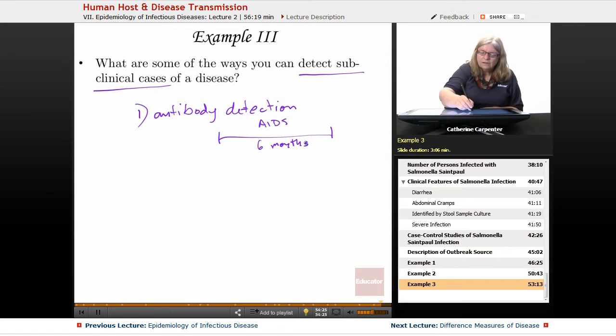So if you get an AIDS test somewhere in here, if it's negative, it doesn't necessarily mean that you're HIV negative. So what they recommend is you get the first test, and then you wait for 6 months, and then you get the second one. And if the second one's negative, then you have a much greater chance of being negative. So the number one way really is antibody detection.